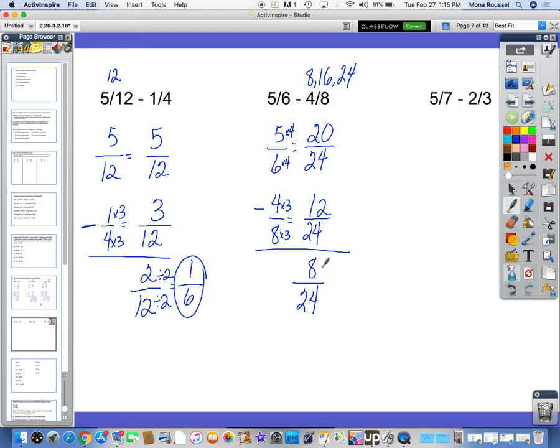And we have to make sure this is not improper. 8/24 is not an improper fraction. Then we have to see if it can be reduced. And 8 can go into both 8 and 24, so we have to reduce it, and we get 1/3.